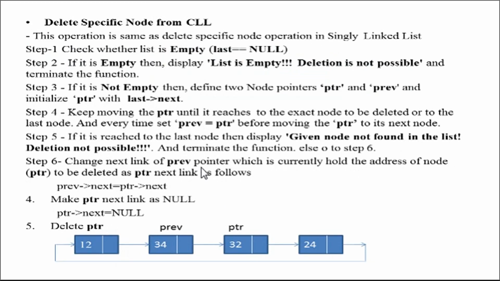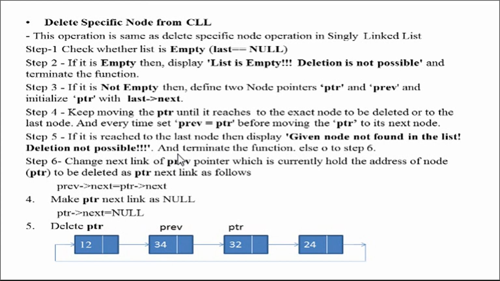Then delete specific node from CLL. This operation is the same as deleting a specific node from the singly linked list. So check whether the list is empty or not. If it is not empty, then again we have to define two pointers ptr and prev and then initialize ptr with last next. So ptr will initially point to the first node in the list, and keep moving ptr until we reach the specific node that we want to delete. At the same time we have to set the prev pointer equal to ptr so that prev will hold the previous node of the ptr. Then if it has reached the last node, display that the given node is not found in the list.